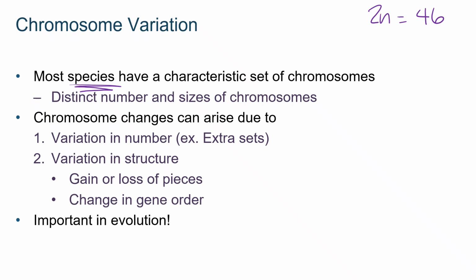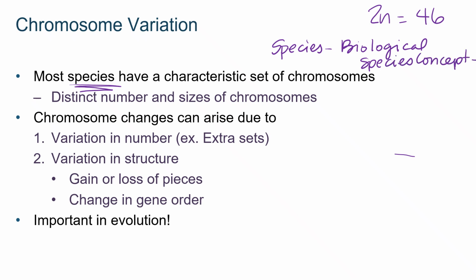And the reason that we use the term species here is that we generally define a species by what we call the biological species concept. And the biological species concept says that 2 organisms or 2 populations, 2 groups, are the same species if they can interbreed and produce viable, which means healthy and living, viable and fertile offspring.